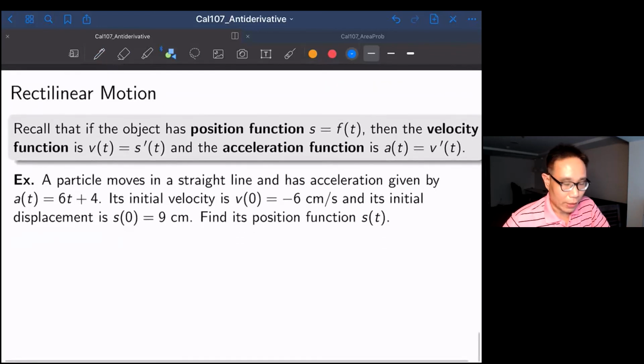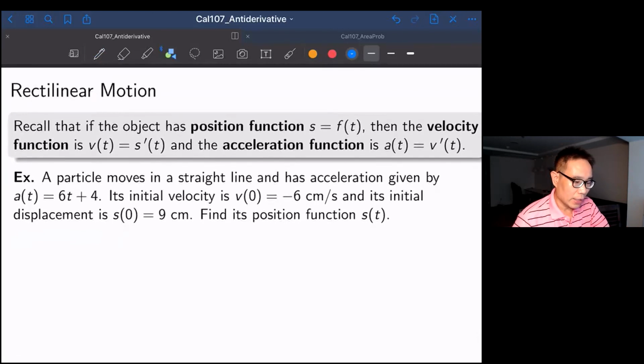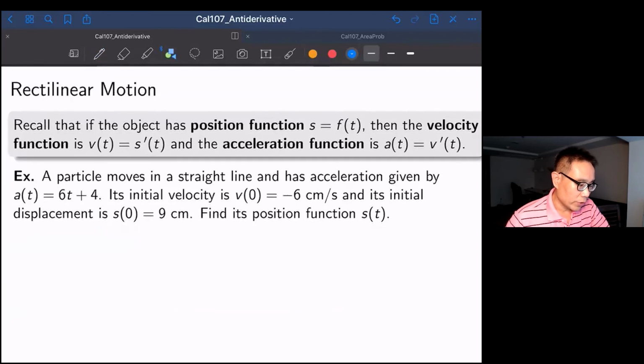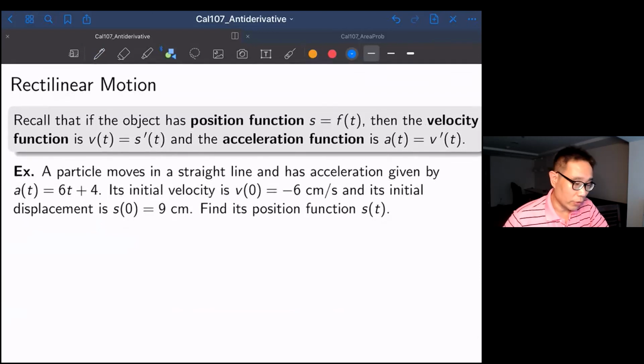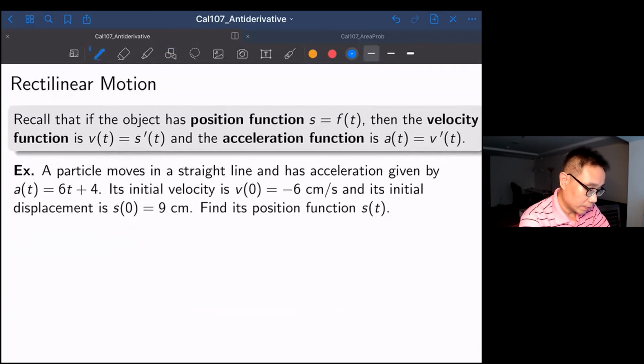So let's do one example. A particle moves in a straight line and has acceleration function given by a(t) equal to 6t plus 4. Its initial velocity is v0 equal to negative 6, and the initial displacement s0 is equal to 9. We would like to find the position function.